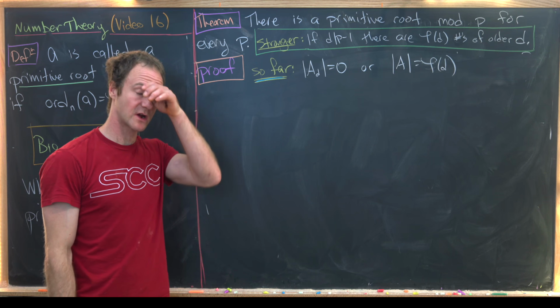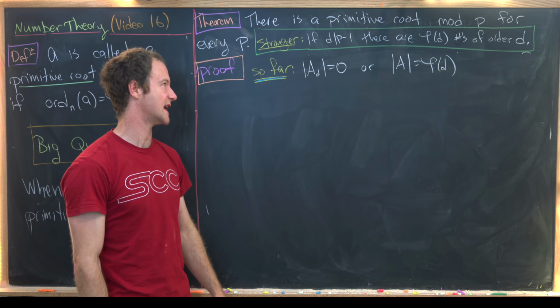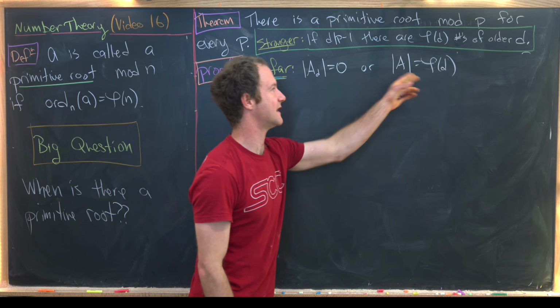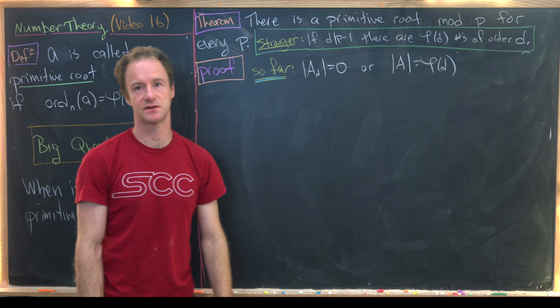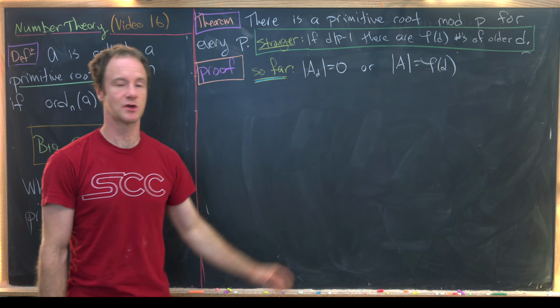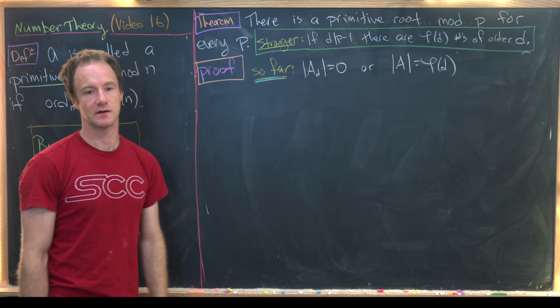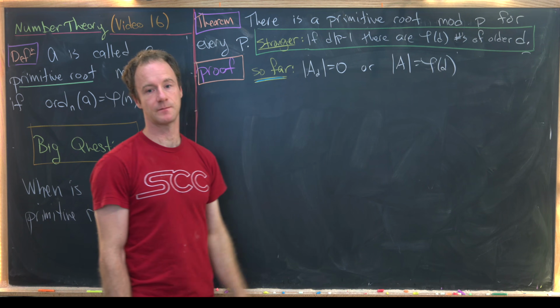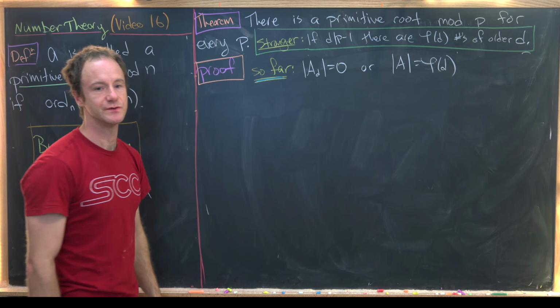Okay, so let's see where we are so far. We constructed these sets A sub d, and we showed that if they are non-empty, they have phi of d elements. But that means they are either empty, i.e. have 0 elements, or have phi of d elements. We want to show that this is an impossibility. Okay, so how can we do that?